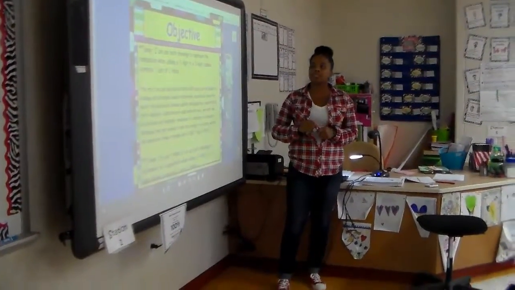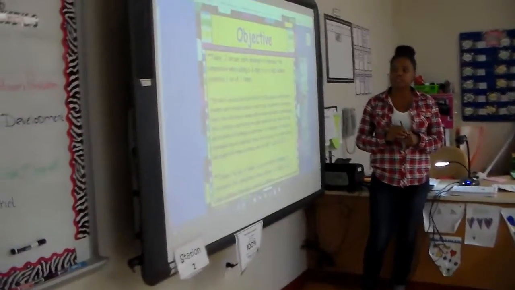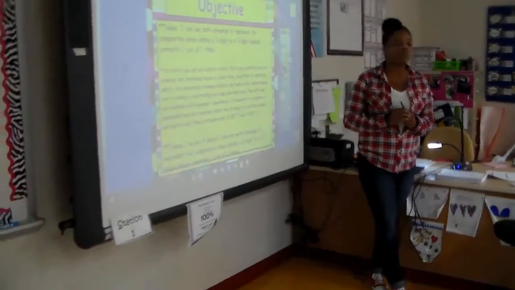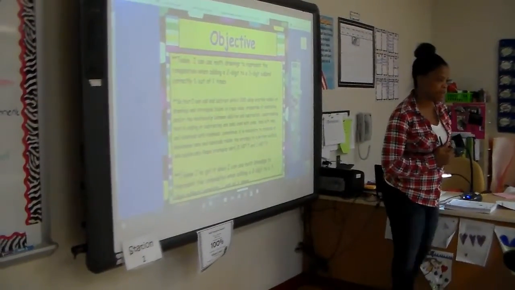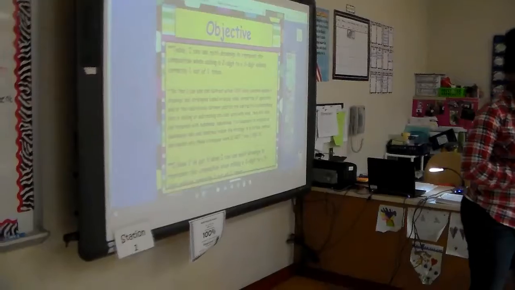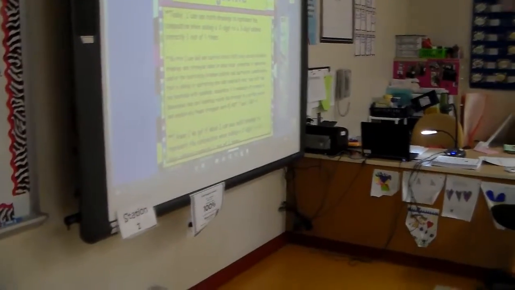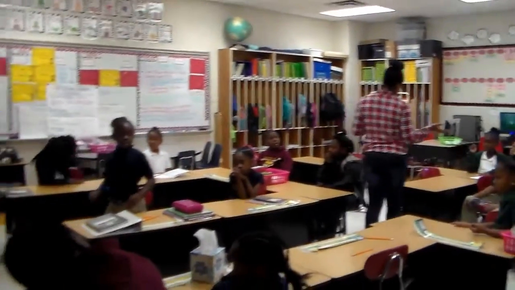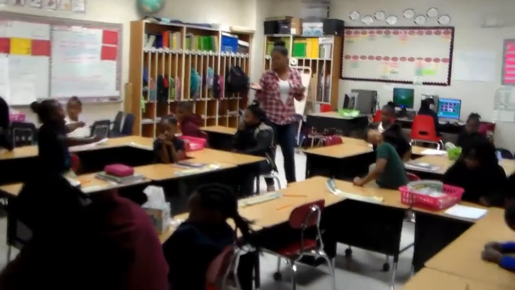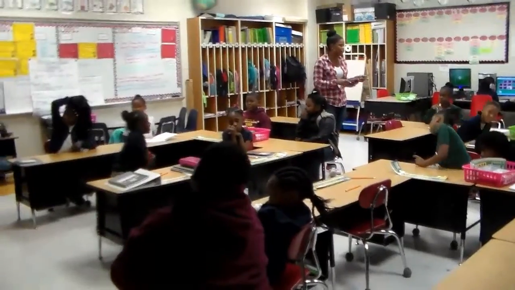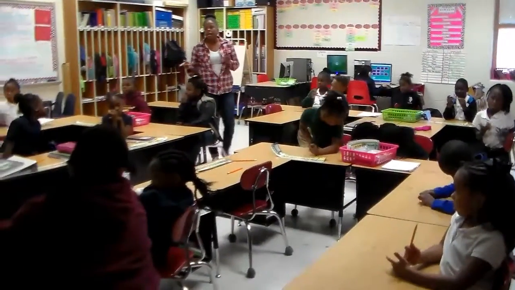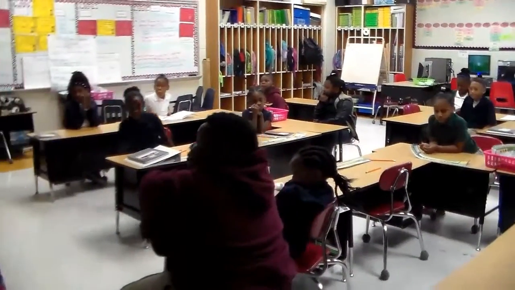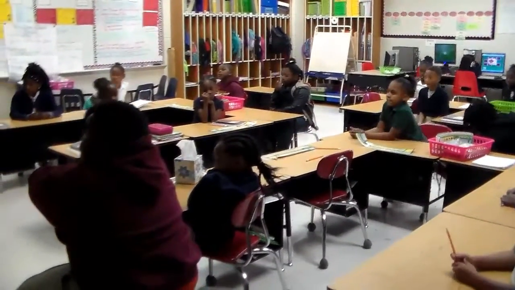Okay, so this is my objective. Today I can use math drawings to represent the composition when adding a 2-digit to a 3-digit, adding correctly 1 out of 1 time. All right, so your math drawing, boys and girls, will be your place value chart. Your math drawing will be your place value chart. What you draw on that place value chart, that's your drawing. Okay?